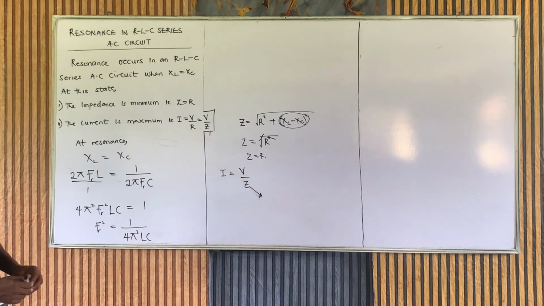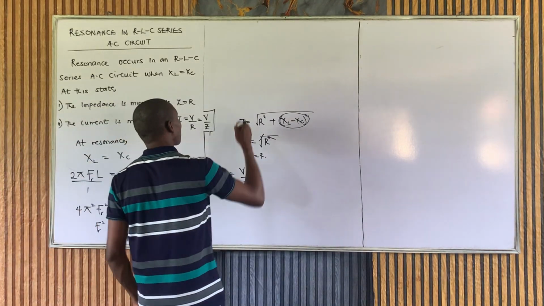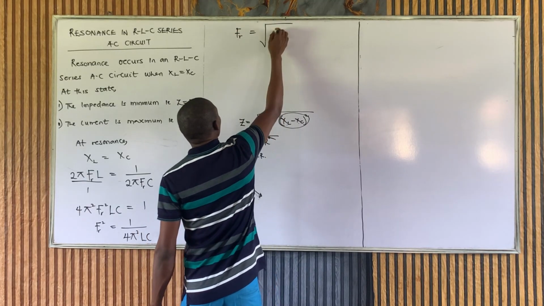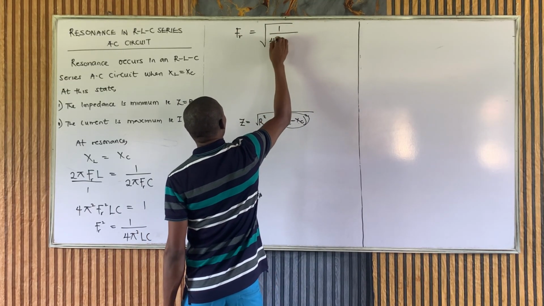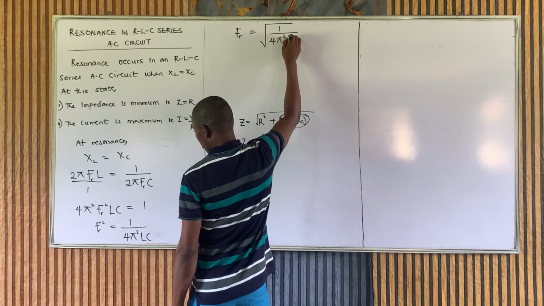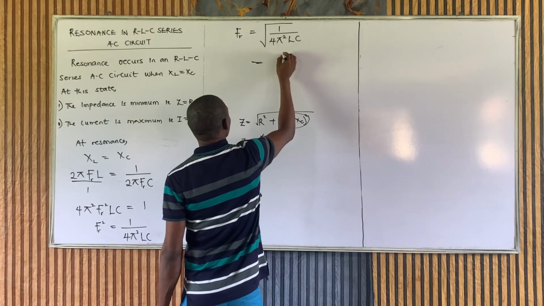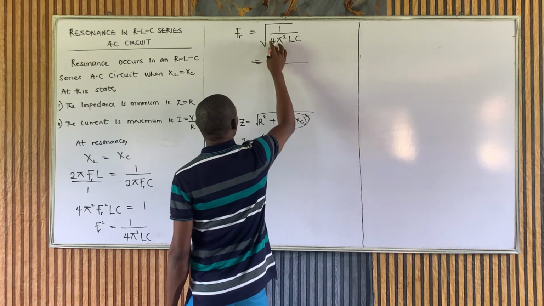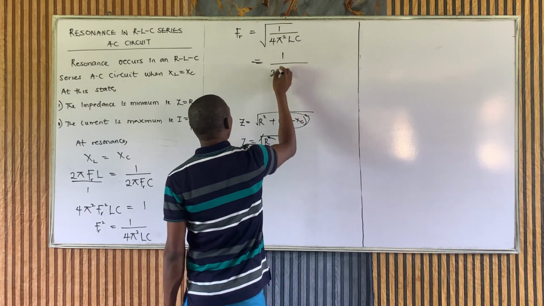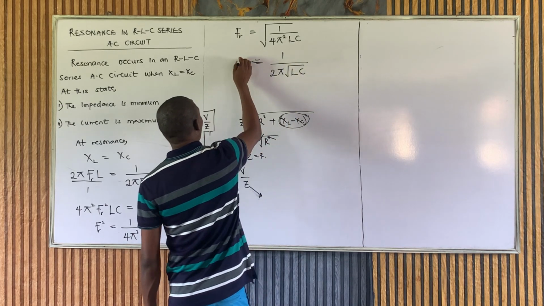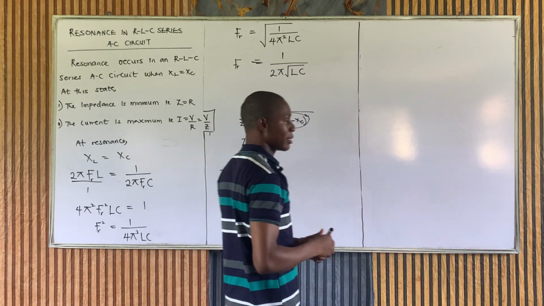Now, if we make resonance frequency the subject of the formula, we have that FR is the square root of 1 over 4 pi squared LC. Square root of 1 is 1. Square root of 4 is 2. Square root of pi squared is pi. Remaining the square root of LC. So this is the formula for the resonant frequency.